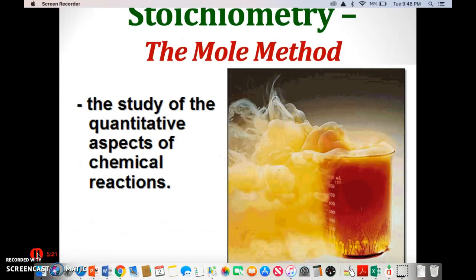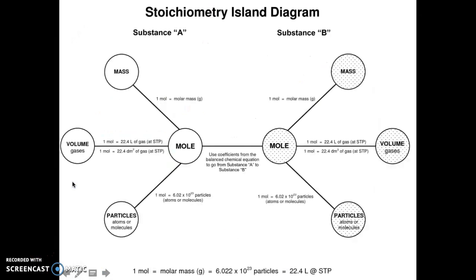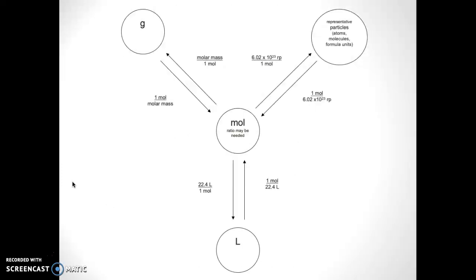For today's lesson, we're going to do stoichiometry using the mole method. So everybody should have out handout 7.1 and your guide, your cheat sheet that looks like this. Okay? Now, this was your cheat sheet from last class that showed us how to convert from grams to moles to liters to particles. And hopefully we got comfortable with that.